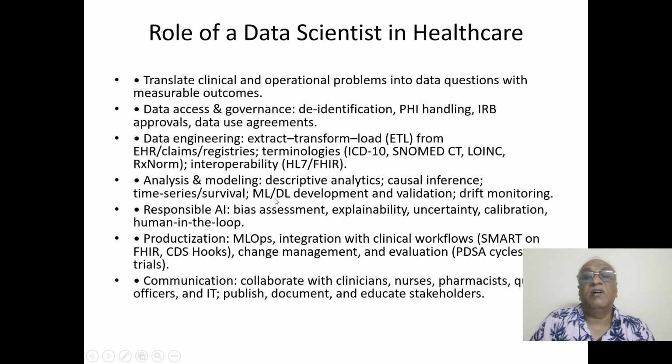Analysis and modeling using descriptive analytics, causal inference, time series, survival, development and validation, drift monitoring. He'll be using responsible AI for bias assessment, explainability, uncertainty, calibration, human in the loop. He'll be doing productionization with MLOps, integrating with clinical workflows. So here, SMART on FHIR and CDS Hooks are mentioned. Change management and evaluation, PDSA cycles and trials. Communication: he'll be collaborating with clinicians, nurses, pharmacists, quality officers, and IT, publishing documents, and educating stakeholders.